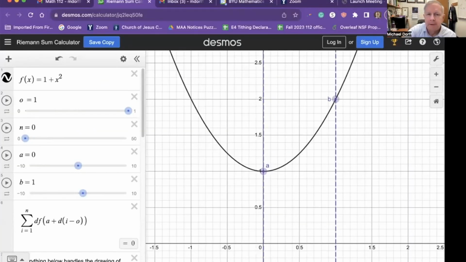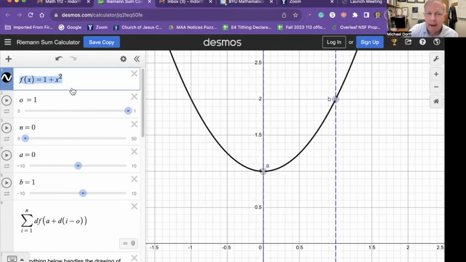Let's look at an example using Desmos. I'm going to have this function f of x equals 1 plus x squared. The graph of that looks like this black line, this parabola that's shifted up one space. I'm going to be looking at the area under this curve from x equals 0 to x equals 1. That's what I want to find. I want to find out what that area is. How am I going to do that?